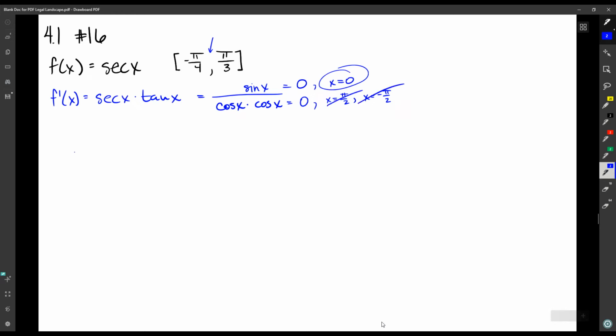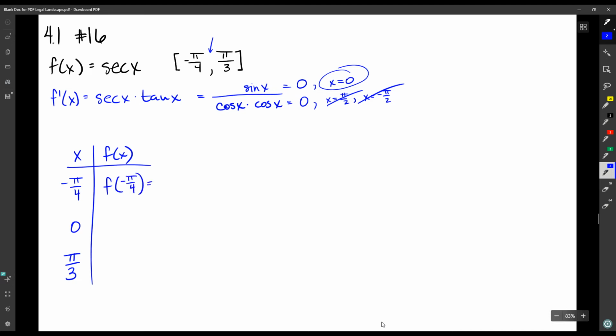So let's set up the candidate's test. It's an x, f of x table, very similar to our x, y tables from algebra. We're going to list first the left endpoint of our interval, negative pi over 4, then the critical number that occurs in between, and finally the right value of our endpoint, positive pi over 3. Now we need the y values of this function. So first, f of negative pi over 4. So that's going to be a secant of negative pi over 4. And I don't keep secants memorized, but I try to do my best to keep cosines memorized. So I know this is the same as 1 over the cosine of negative pi over 4.